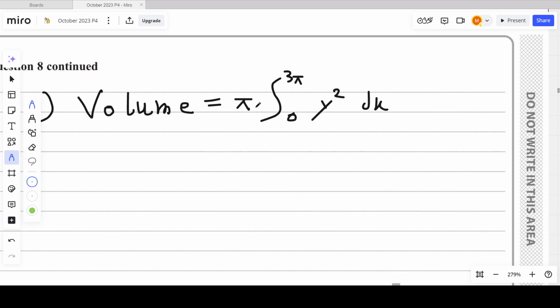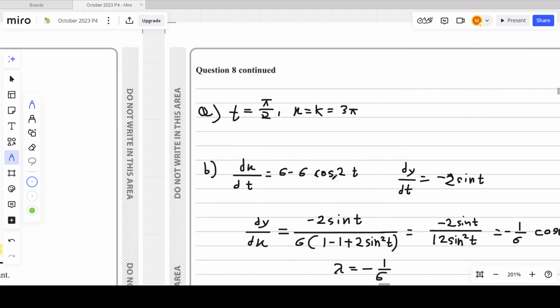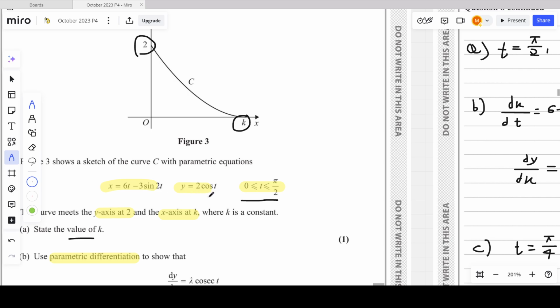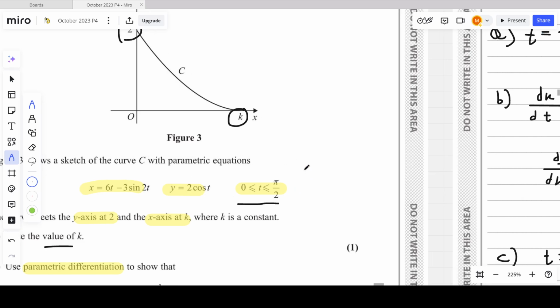Now we need to use integration by substitution here. Since the curve C is a parametric equation, we will substitute the parameters. That means we have to convert the terms x and y to t. So we know the y parameter, y equals 2 cos t, which is given in the question. So we got the substitute for y. Now we need a substitute for x.